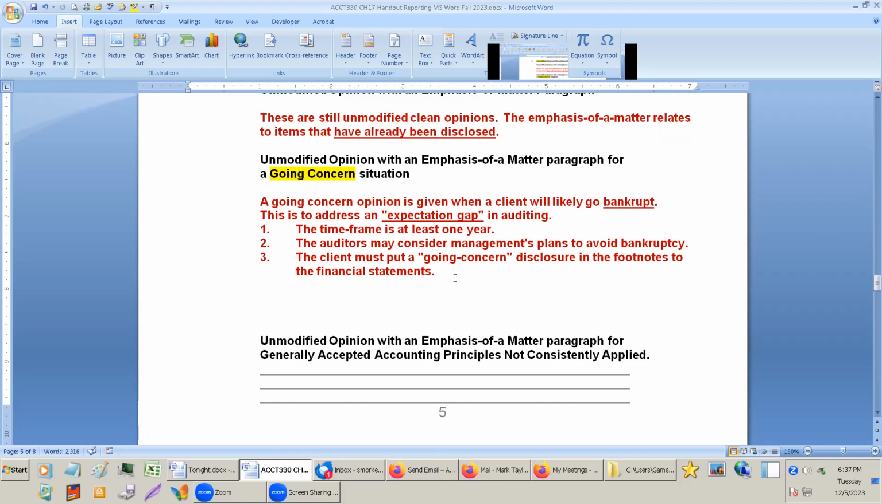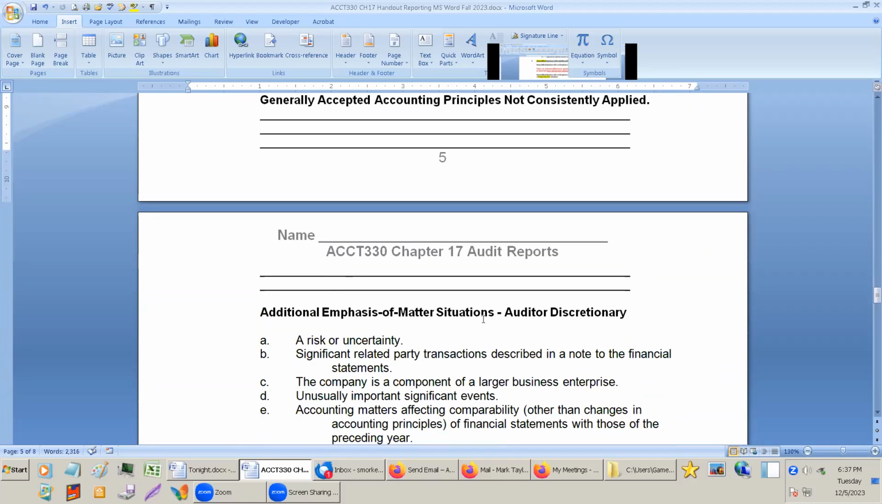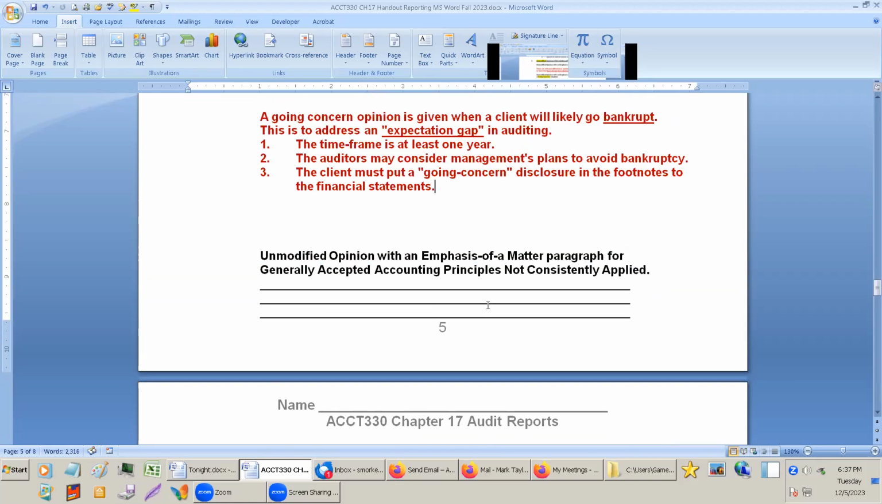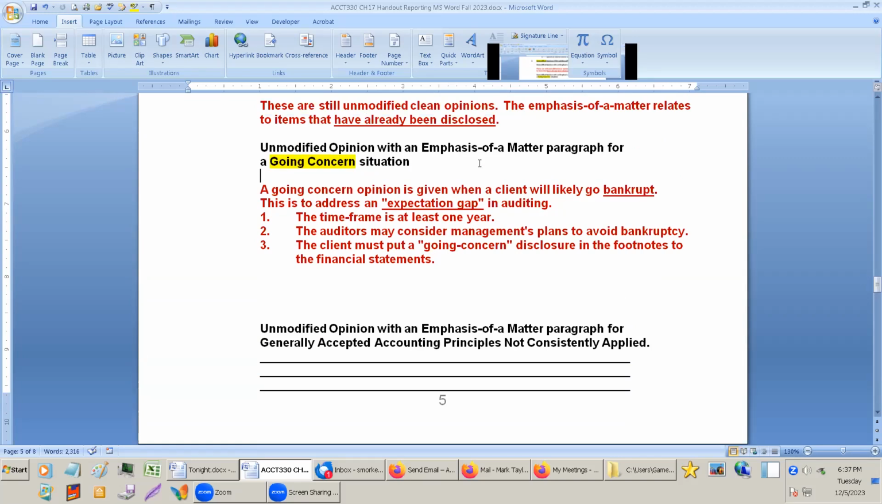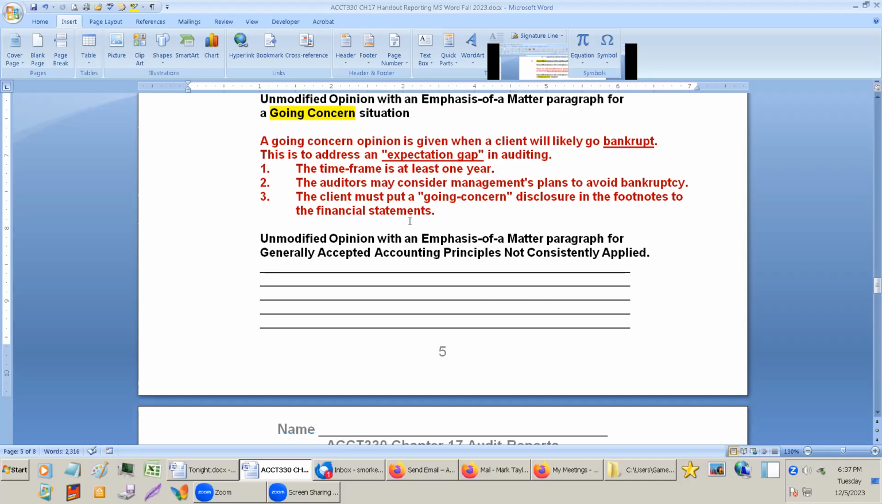Now, again, this does not change the audit report. They're still given a clean report. It's just that this is tacked onto it, because if their financial statements are fairly presented, it's fine. I think I'm leaving out something. I can't remember what though. If I think about it, I'll go back.